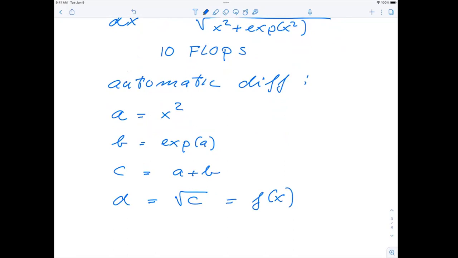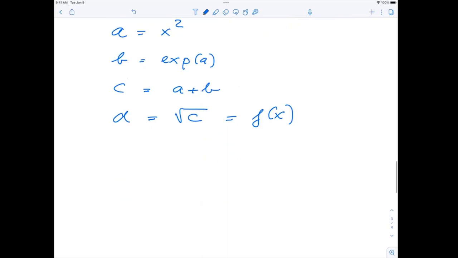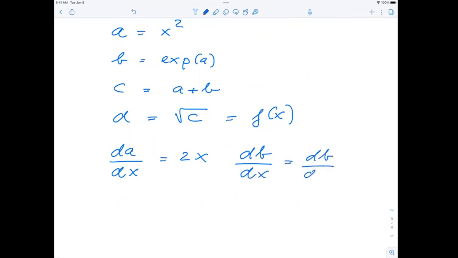Now, when I'm calculating the derivative, what I want is d of f with respect to x, obviously. This is the quantity which we are going to need at the end. But what we can do now is to perform some intermediate steps here. So one of the intermediate steps is to calculate dA of dx, which is pretty straightforward. This gives us 2x. Then my next step is to set up dB of dx. And this is the same as dB of dA, and then dA dx.